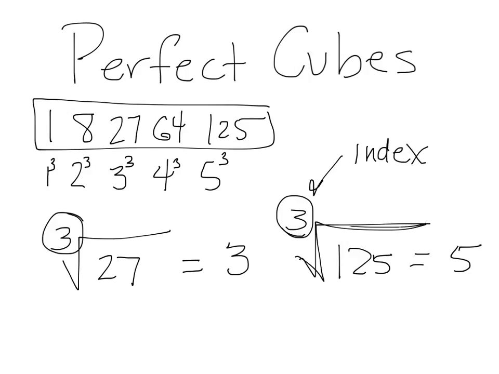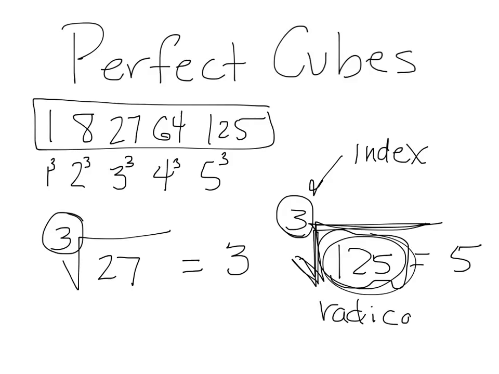This is called the radical sign, or the radical symbol. And whatever's underneath the radical sign is called the radicand. Okay, so there's some terminology, vocabulary for you. All right, so you're going to need to work with perfect squares and perfect cubes. Okay, now where does that lead us to next?